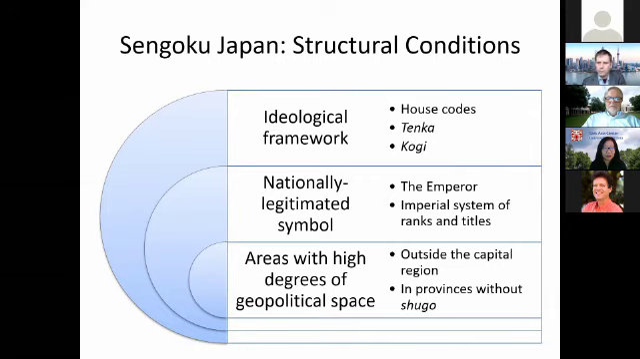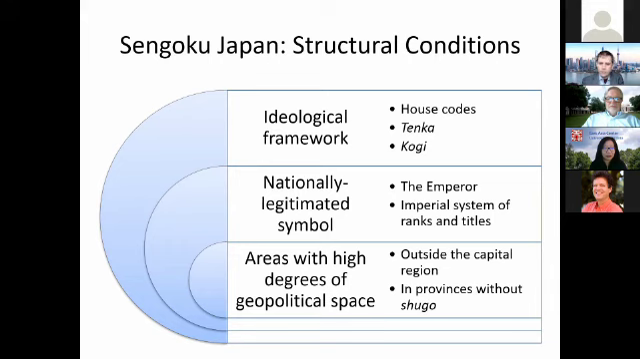And I talk about this in greater detail in the book. In Sengoku Japan, by and large, if you're looking at a region outside the capital region, centered around the imperial city of Kyoto, you are looking at regions that have relatively high levels of geopolitical space, in the sense that there were far more politically powerful groups in the capital region than in surrounding provinces.